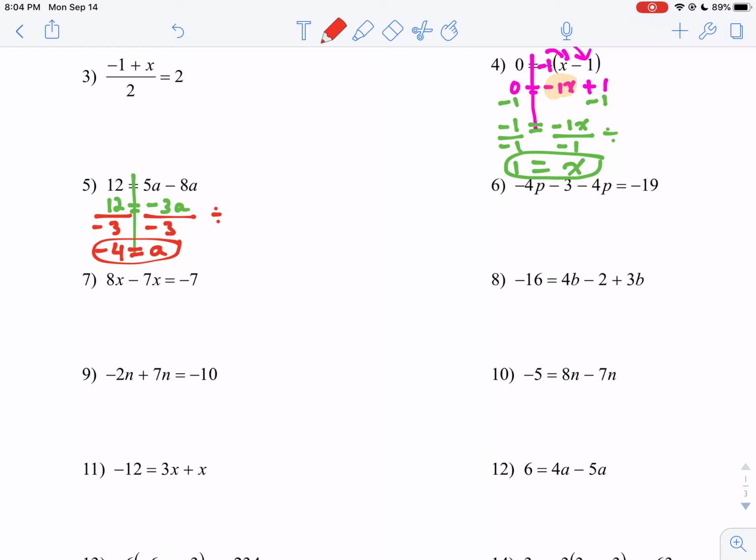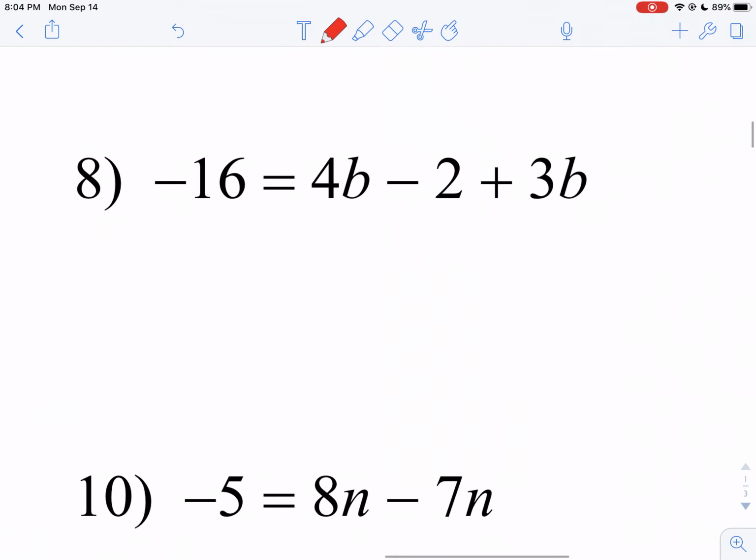Here we are going to go to number 8 here, okay? So your long division bar again. And then here on the left side, you have a -16. On the right hand side, you have 3 terms, okay? So look for like terms, okay? Like terms have the same variables with the same exponent. So these two are your like terms, add them together, okay?